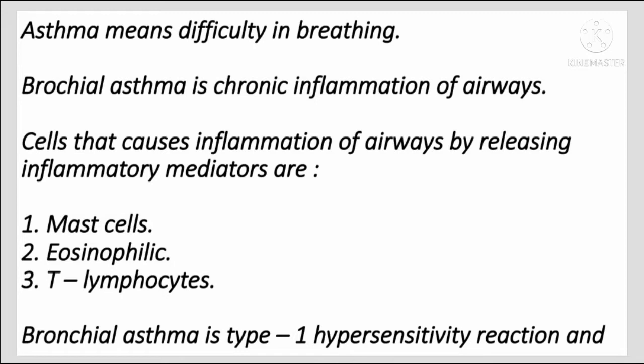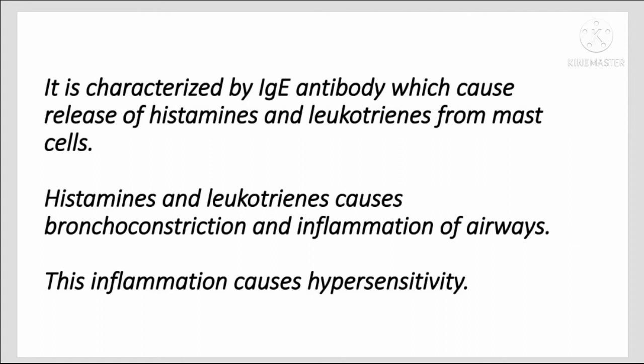Bronchial asthma is a type 1 hypersensitivity reaction, and it is characterized by formation of IgE antibody, which causes release of histamines and leukotrienes from mast cells. This histamine and leukotrienes cause bronchoconstriction and inflammation of the airways, and this inflammation causes hypersensitivity.